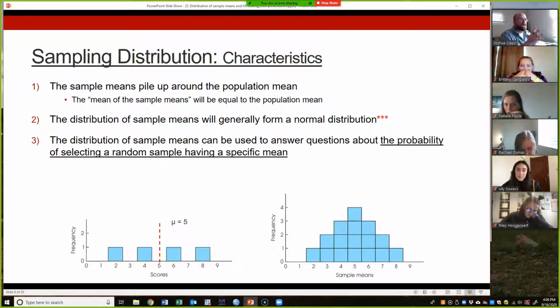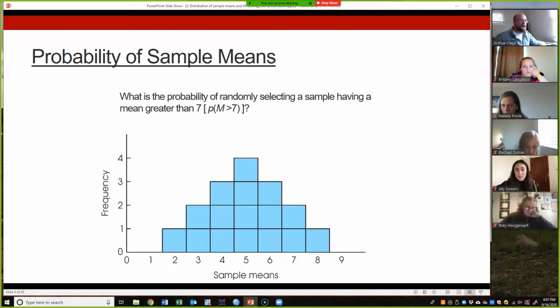Okay, we'll see that the distribution of sample means will generally form a normal distribution. Asterisks under certain circumstances. There's situations where it won't, but it generally will if we're doing a reasonable job with our methods. And what we can do is use the distribution of sample means, or the assumed features of our distribution of sample means, to start to answer questions about the probability of selecting a random sample having a specific mean. Okay, so if I take a look at this, Allie, one more time and then I'll leave you alone for a bit. What's the probability of randomly selecting a sample with a mean greater than 7?